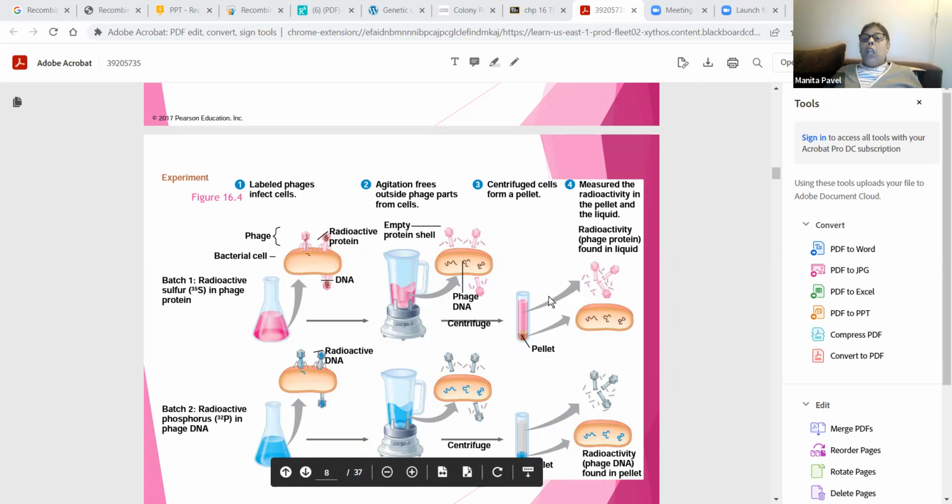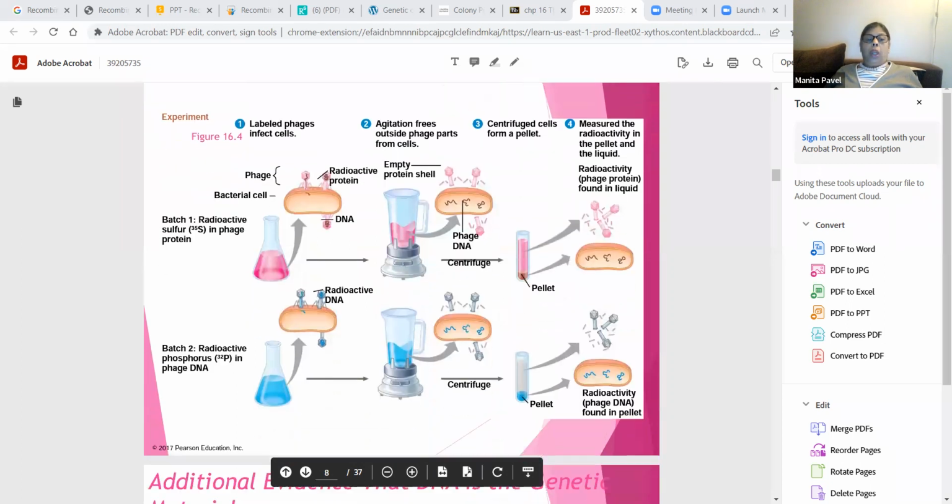So when they looked at the liquid, which is the supernatant, it contained the phage protein. They measured this radioactivity in the pellet and in the liquid, and they found that in the pellet they had the DNA, and in the liquid, the supernatant contained the phage protein.